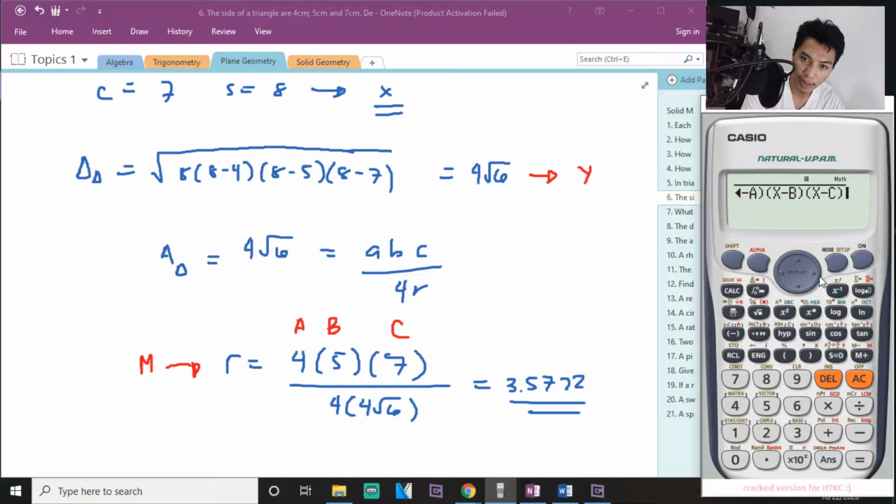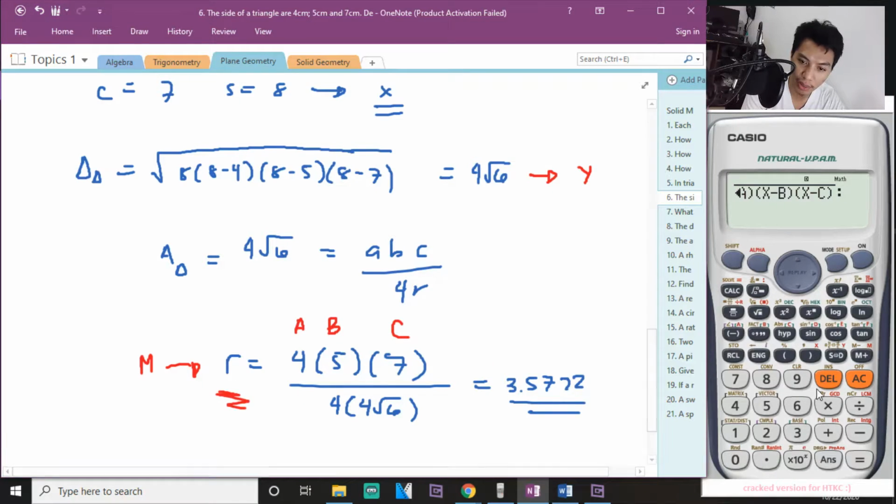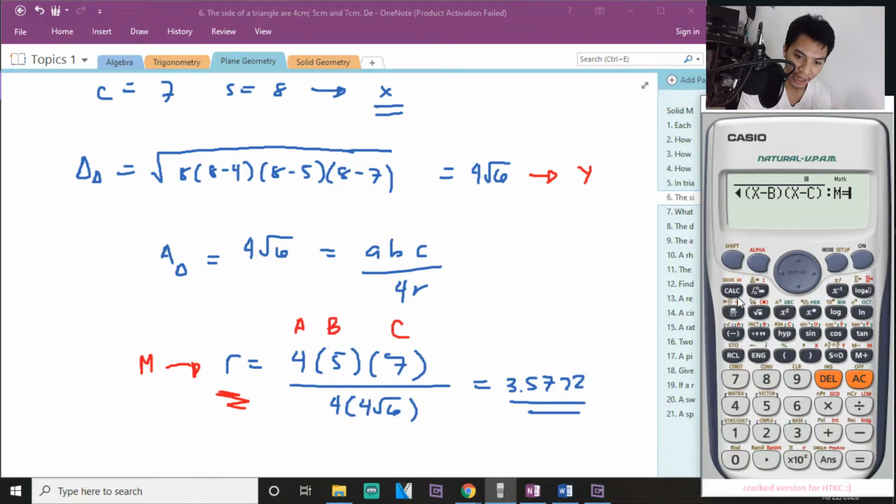Okay. So, na-solve na natin yan, and then area na yan. May area na tayo. Dagdagan pa natin ng isang colon in order for us to solve yung R, which is, i-denote natin siya as M. Alpha M equal to alpha A, alpha B, alpha C over 4 alpha Y. Hop! Isang pindutan. Okay. Solve natin. Hindi. Calculate pala. Calculate.